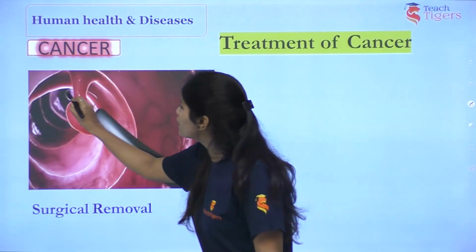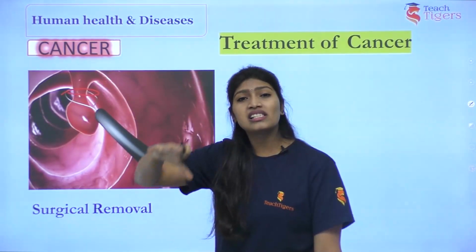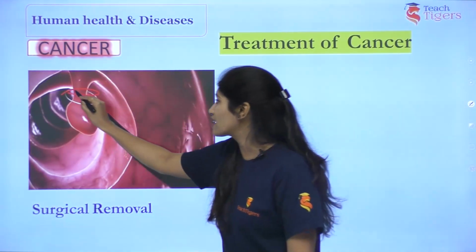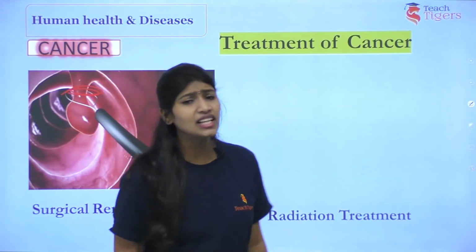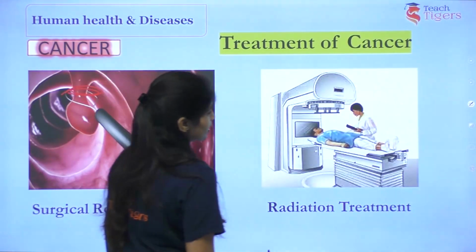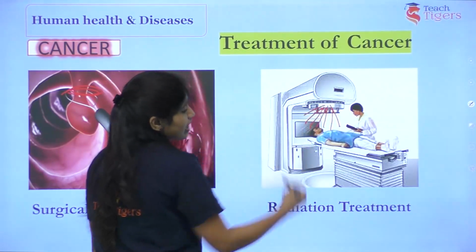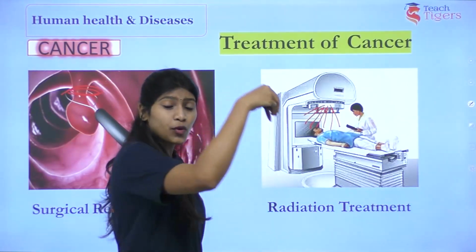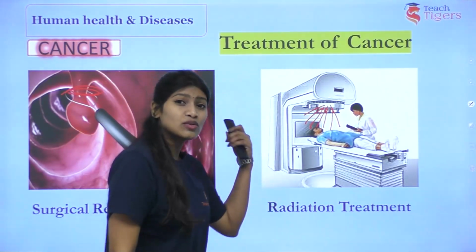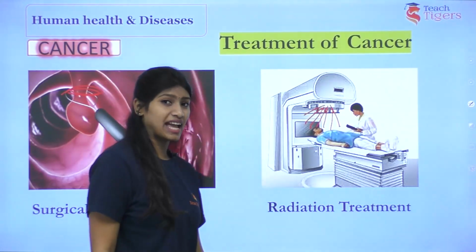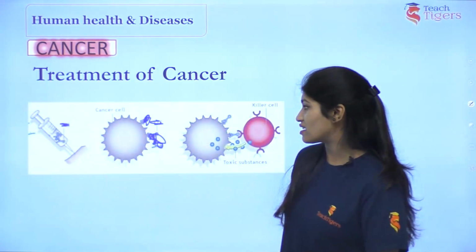In surgery, they will identify the tumor cells, and the tumor cells are surgically removed. They will cut this part and remove it. So this is one way. The other way is radiation treatment, where radiations are exposed on the individual who is suspected to have cancer, and by using radiations we can treat the cancer. This is one more method.